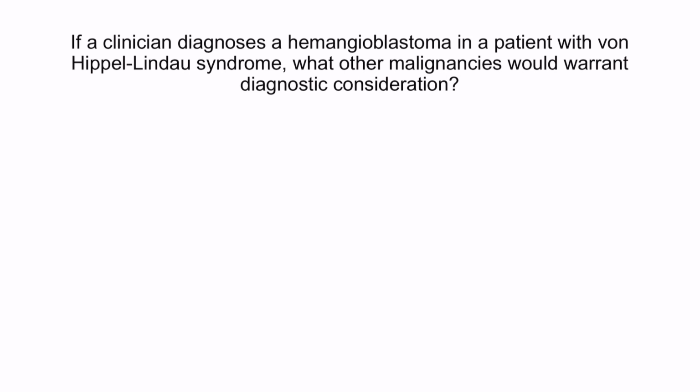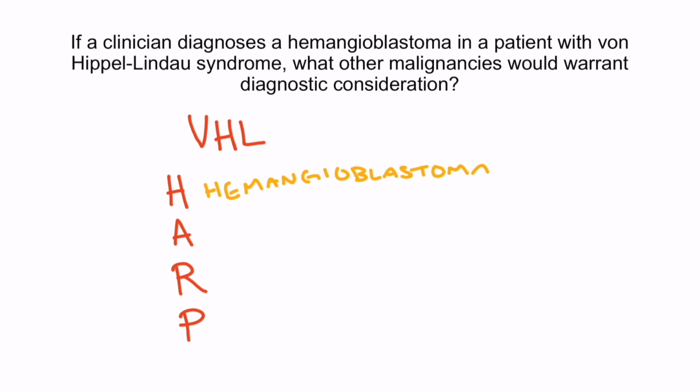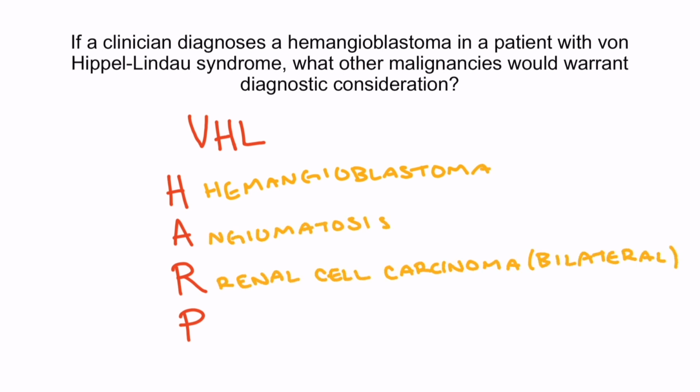A useful mnemonic to remember about von Hippel-Lindau is HARP. H stands for hemangioblastoma, A stands for angiomatosis, R stands for renal cell carcinoma, and P stands for pheochromocytoma. And that concludes this section.